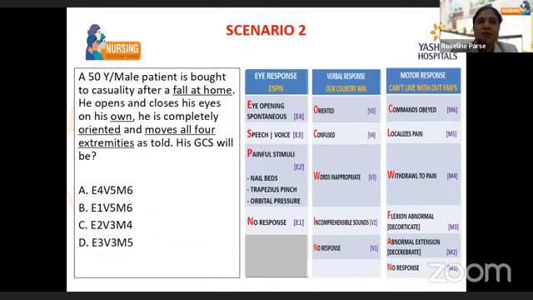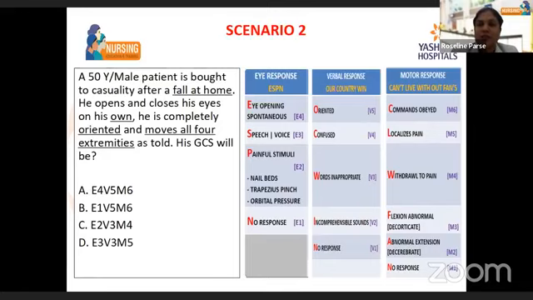Going to the next scenario, a 50-year-old male patient is brought to the casualty after a fall at home. He opens and closes his eyes on his own. He is completely oriented and moves all the 4 extremities as instructed. So what will the GCS be? He had a fall at home, but he opens and closes his eyes on his own. That is, spontaneously he's opening his eyes. So the score would be E4.